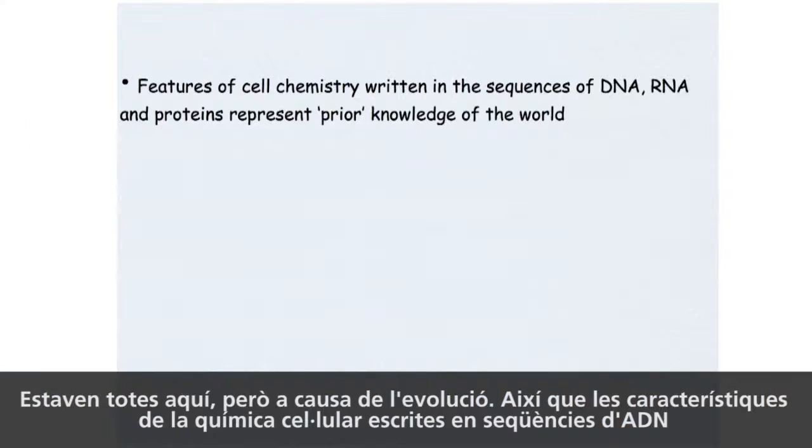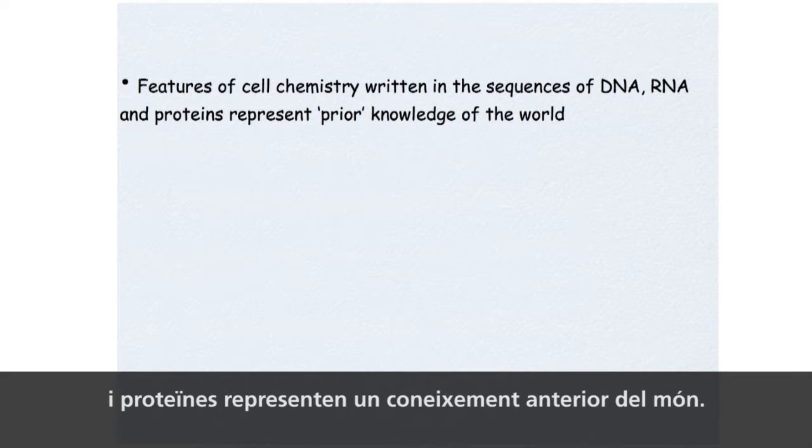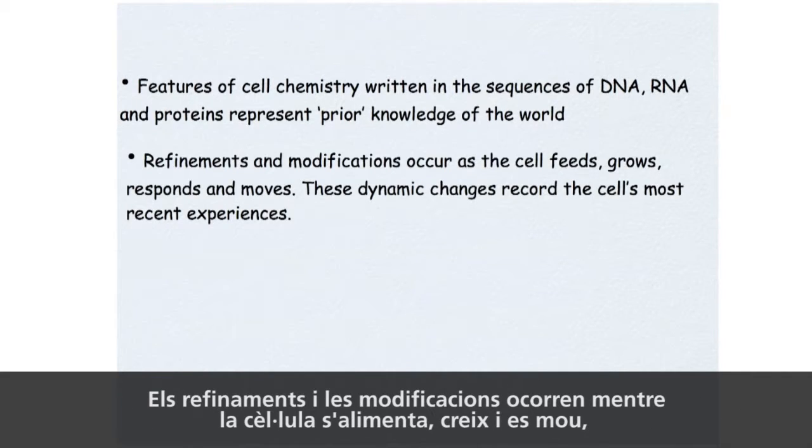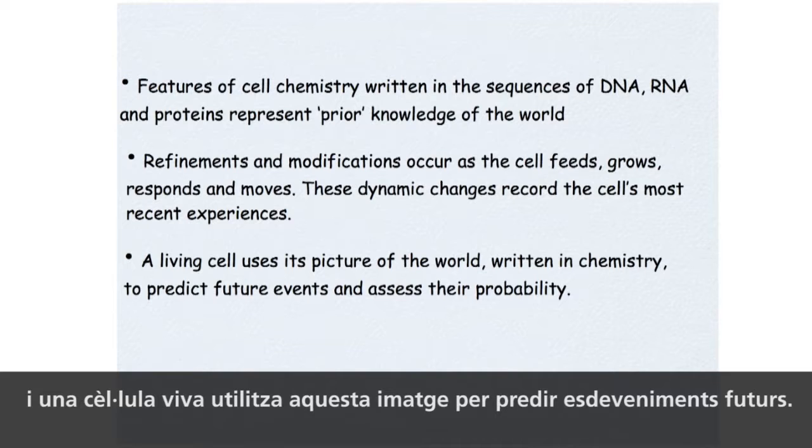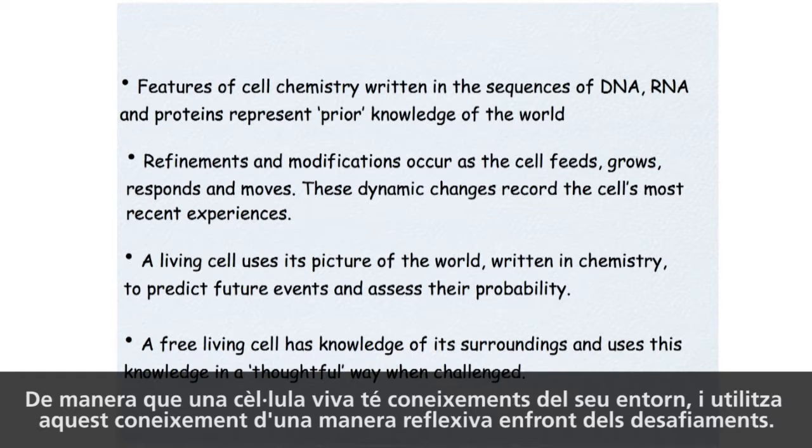So, features of cell chemistry written in sequences of DNA and proteins represent prior knowledge of the world. Refinements and modifications occur as the cell feeds and grows and moves, and the living cell uses this picture in order to predict future events. So a free living cell has knowledge of its surroundings and uses this knowledge in a thoughtful way when challenged.